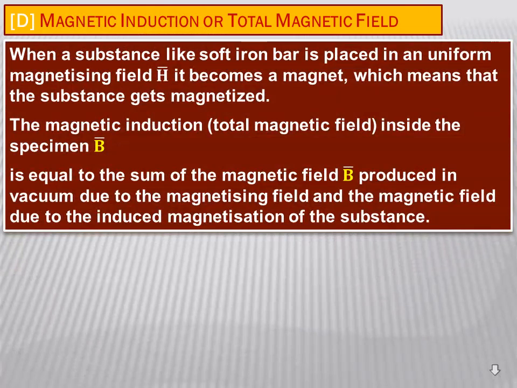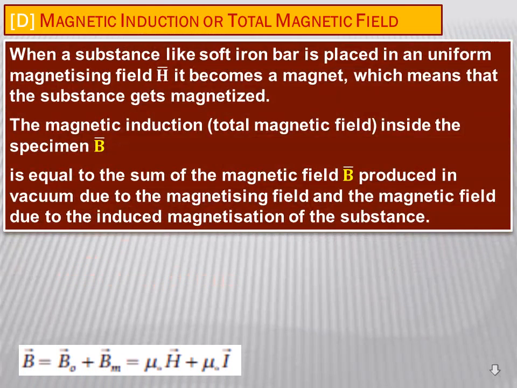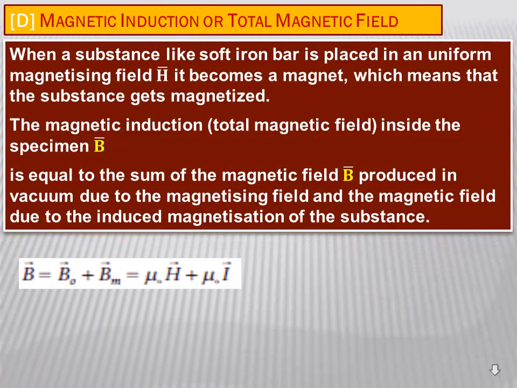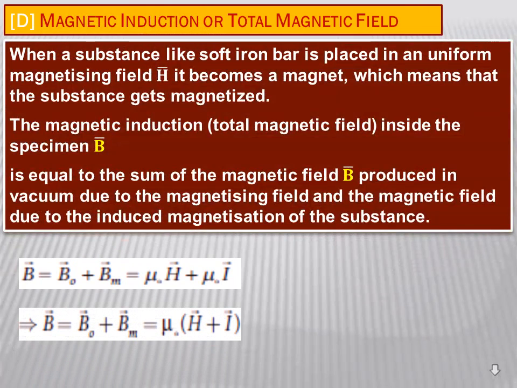Here B vector is equal to B vector naught plus Bm vector, which is equal to mu naught H vector plus mu naught I vector, or B vector is equal to B naught plus Bm, which is equal to mu naught times H plus I vectors.